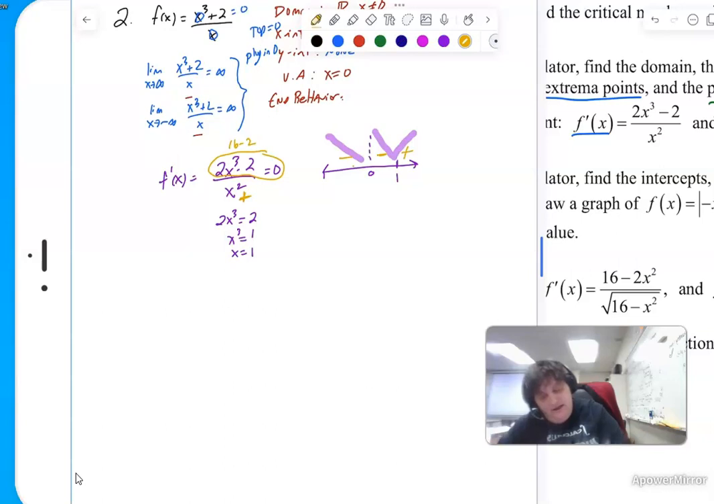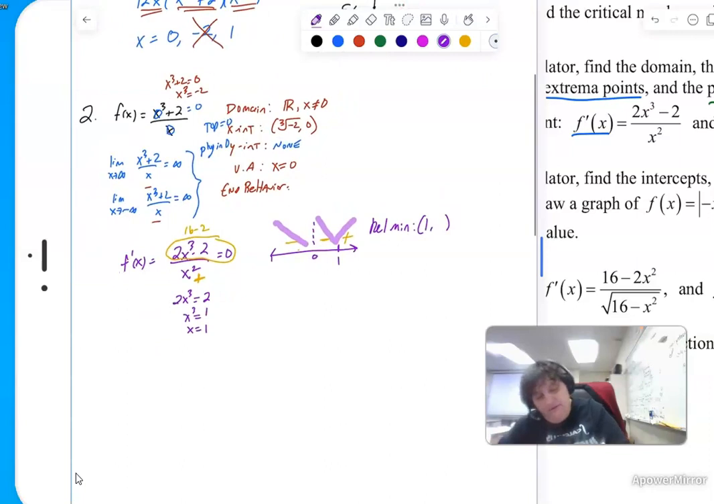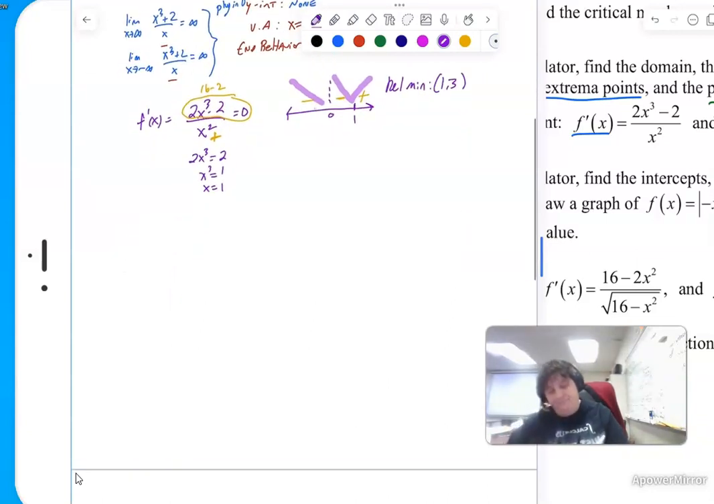And so I have a relative min, because it asks for the relative extrema, at the point 1, something. The way that I get the y value is I plug it back into the original. If I plug in 1 right here, I get 3 over 1. So this is at the point 1, 3. Okay, now I'm going to do my second derivative.